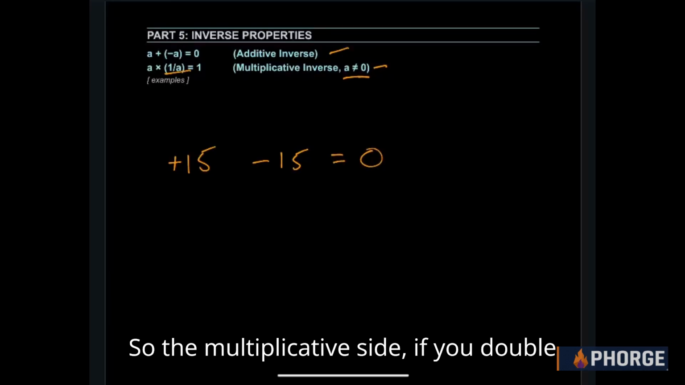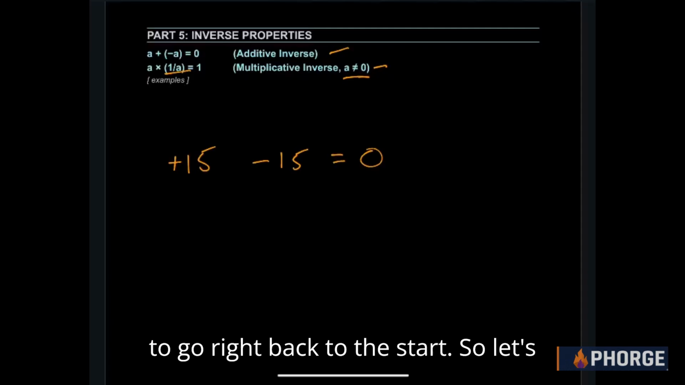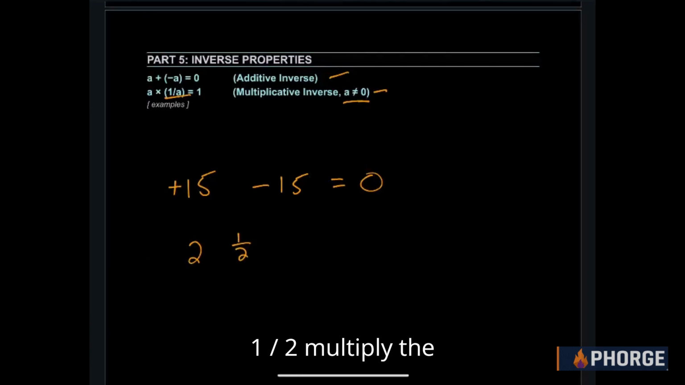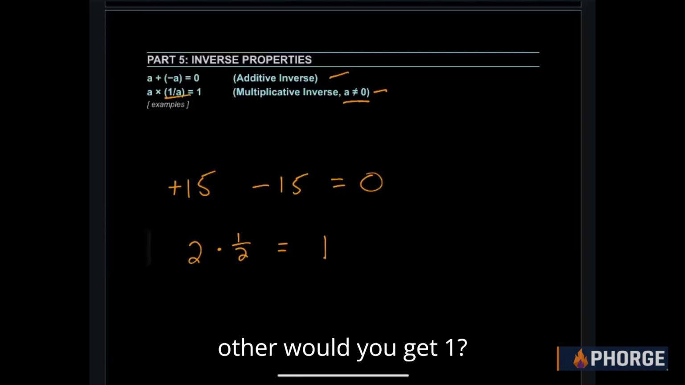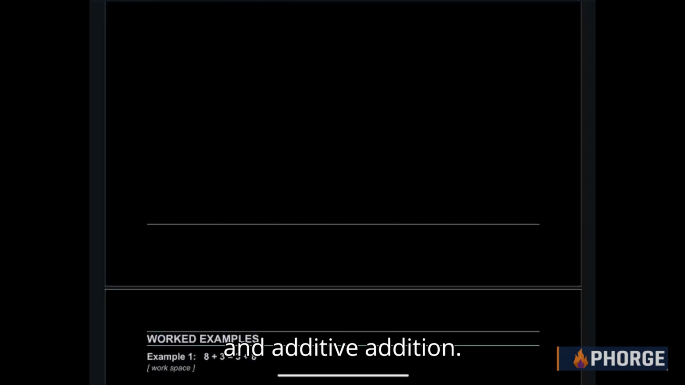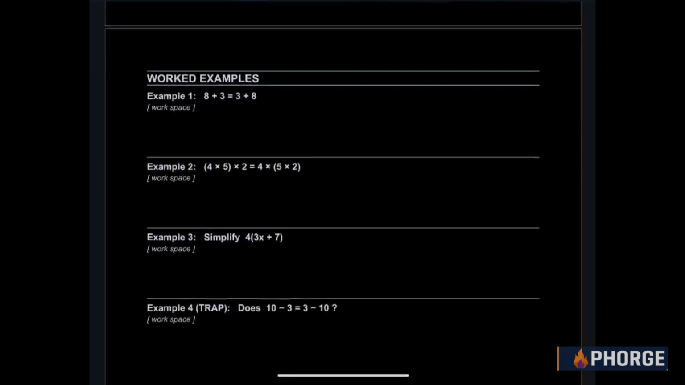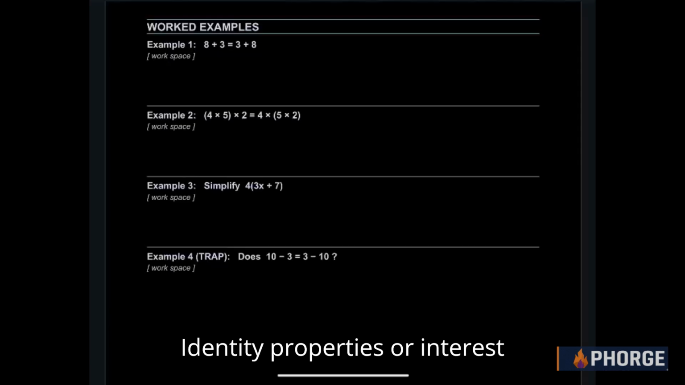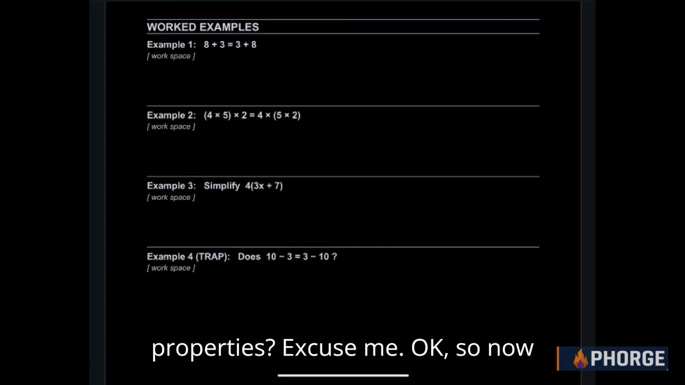So on the multiplicative side, if you double something and then halve it, you're going to go right back to the start. So let's say we have 2 items. We need 1 over 2. Multiply it together. What do you get? 1. So that's the additive and multiplicative inverse properties, excuse me.